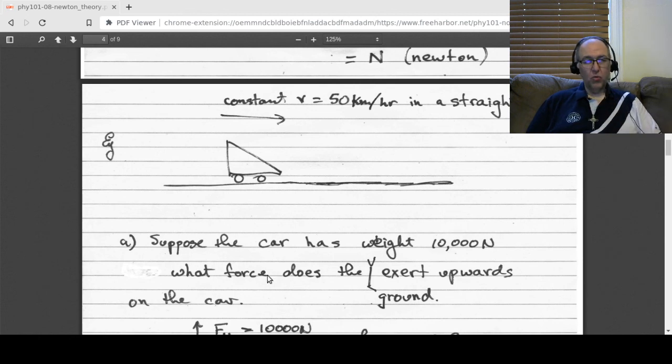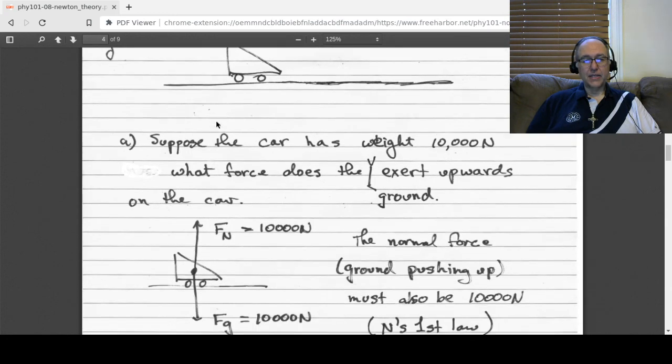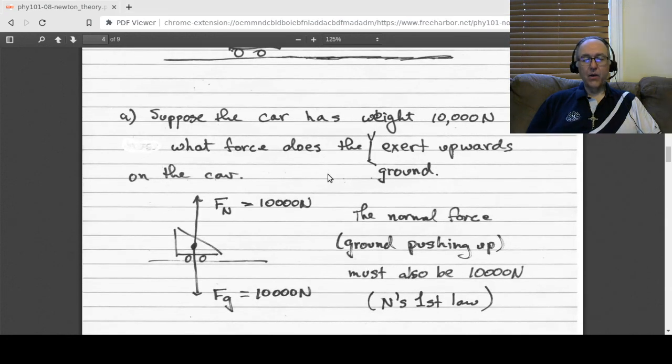Okay, and I want to know what force does the ground exert up on the car. Okay, well, let's take a look at the forces on the car. Now, I didn't give you all the information. There might be more forces, but you do know one thing. Since we're in the situation of Newton's first law, because there's no acceleration, constant velocity, straight line, all the forces have to add up to zero. They have to add up to zero.